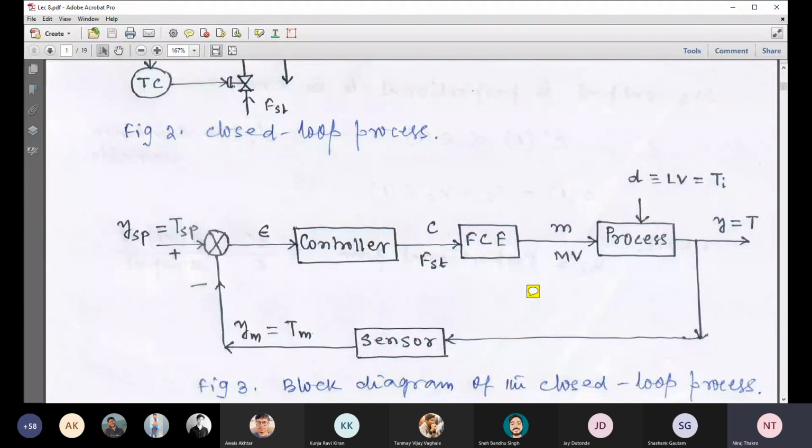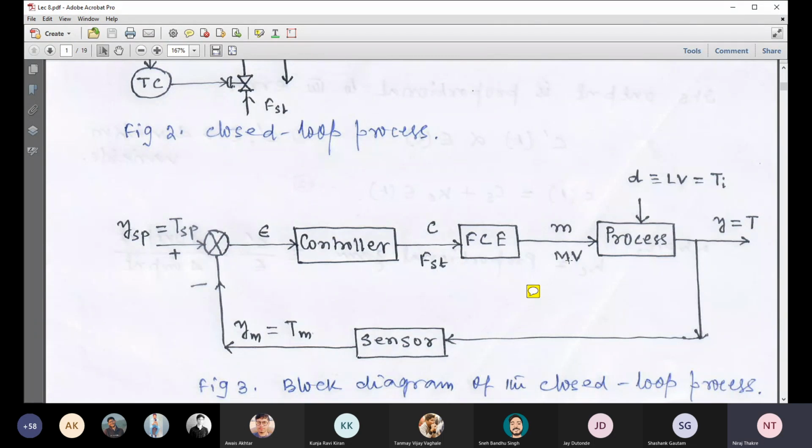Next, you draw this controller block. What is the controller output? C. This controller output is going to the final control element, FCE. That is nothing but a control valve. And then it is giving the manipulated variable, or it is implementing the manipulated variable.